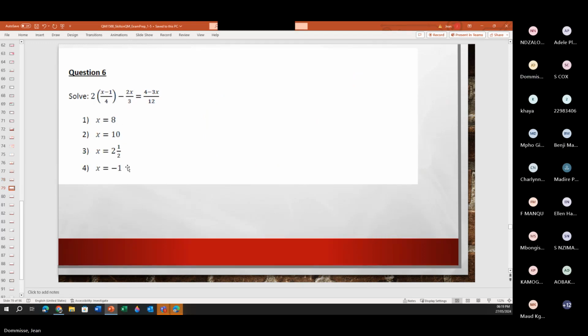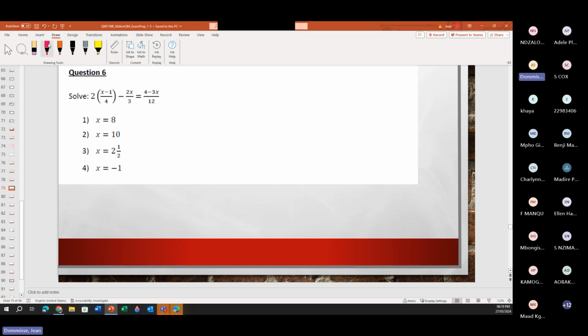So here they ask us to again solve for x. They give us everything in fractions. So the first thing we will need to do is to get your lowest common multiple, or basically your lowest common denominator that you're going to work with. Okay, so let's just look at some of these.